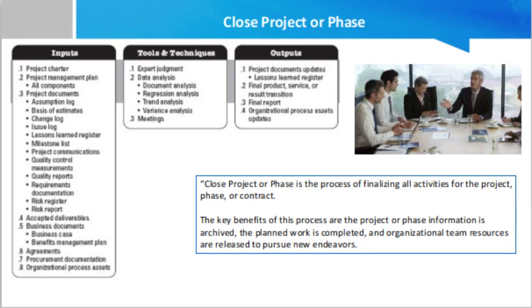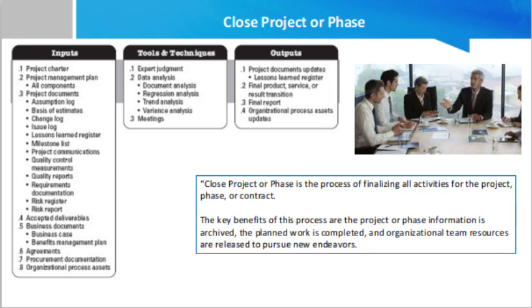Requirement documentation is used to demonstrate compliance with the project scope. Risk register. The risk register provides information on risks that have occurred throughout the project. Risk report. The risk report provides information on the risk status and is used to check that there are no open risks at the end of the project. Accepted deliverables. Accepted deliverables may include approved product specification, delivery receipts, and work performance documents.